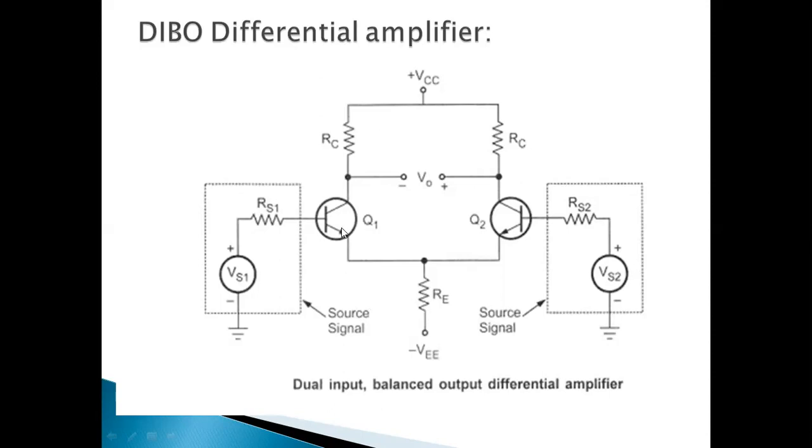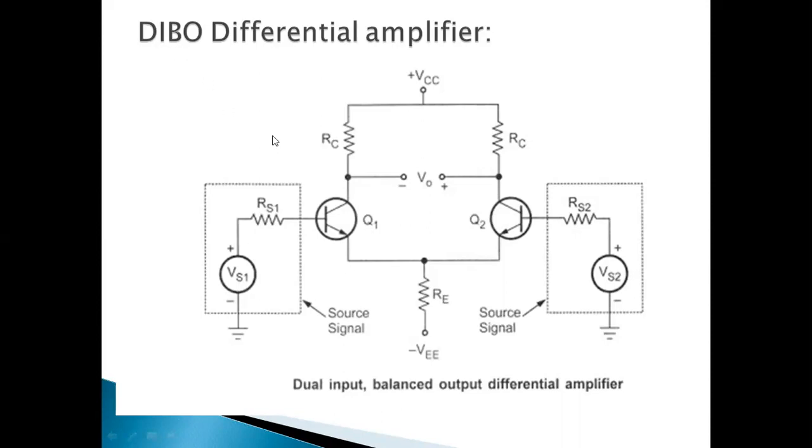This is also called the DIBO differential amplifier. DIBO means dual input balanced output differential amplifier. Why do we call it DIBO? Because we are applying two inputs, dual input. The first input is connected to the first transistor, and the second input is connected to the second transistor. That's why we call it dual input.